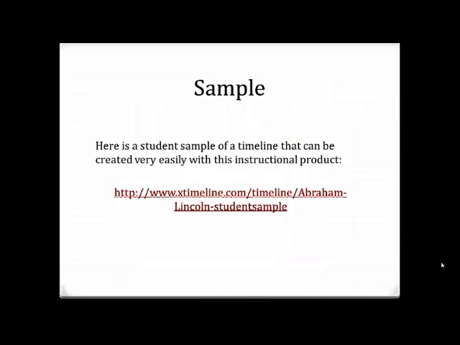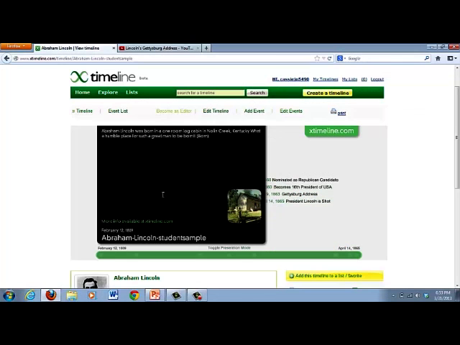Now, let's look at a student sample. As you can see, you can click on the text to get to the event you would like to look at, or you can click on the circles in the green bar at the bottom. Here's an example of an event a student has placed to begin the timeline. It gives the date and a photo, and it says Abraham Lincoln was born in a one-room log cabin in Nolan Creek, Kentucky. What a humble place for such a great man to be born.